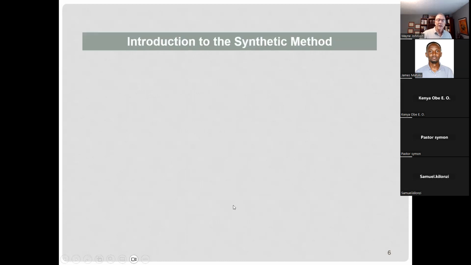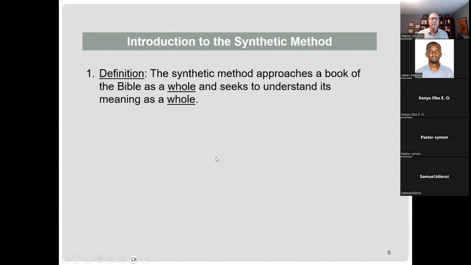Okay, well, let's look at the synthetic method. And all of this is really very straightforward. In iLearn, I have put a folder for week 4 just called resources. And I have these examples as well as some other examples that you can look at.